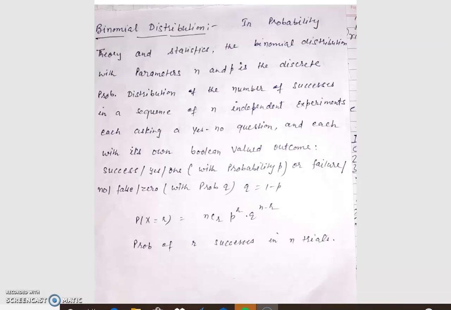Good morning to all. This is binomial distribution. Already I have told you what binomial distribution is. The binomial distribution is P(x = r) = nCr p^r q^(n-r), where you have the probability of r successes in n trials.